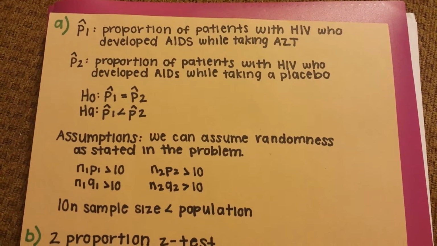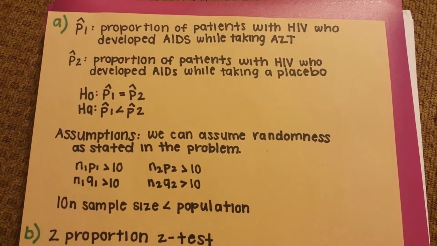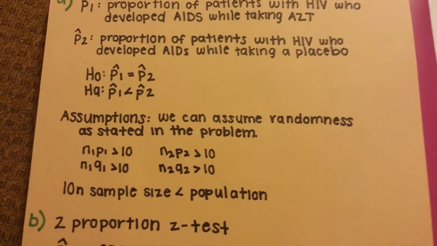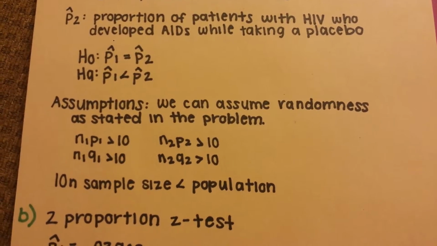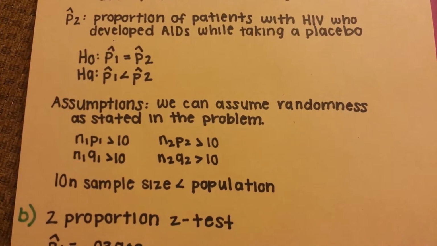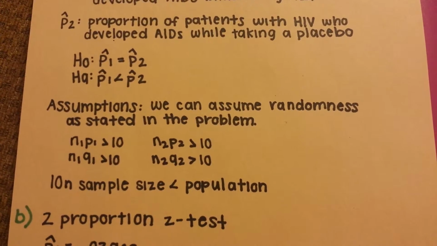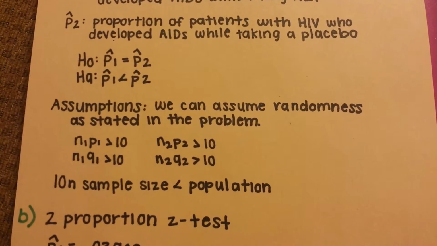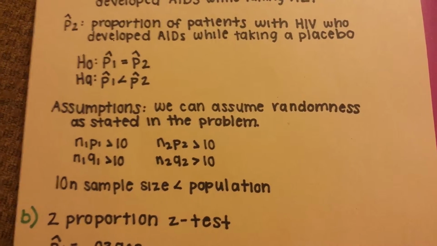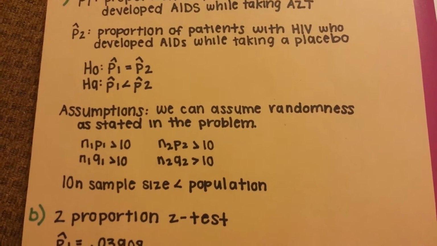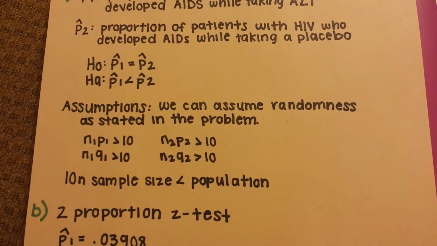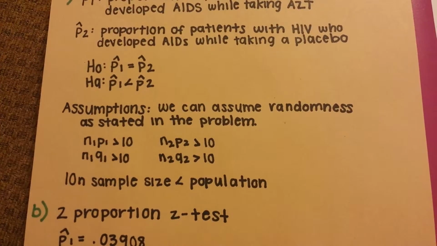For our assumptions, we can assume randomness as stated in the problem, and here we have N1P1 and N1Q1 are greater than 10, and N2P2 and N2Q2 are both greater than 10 as well. And it's a 10n sample size, which is less than the population.